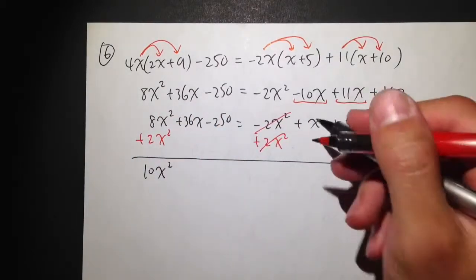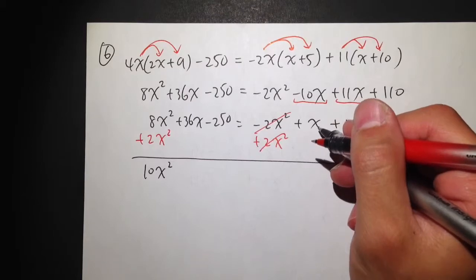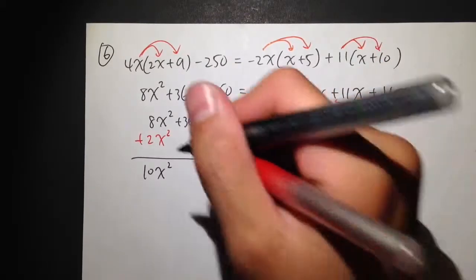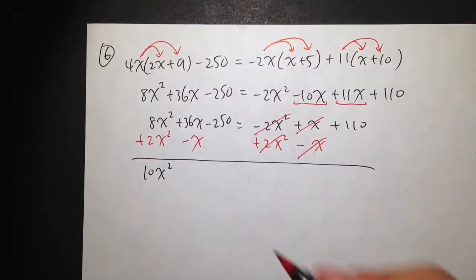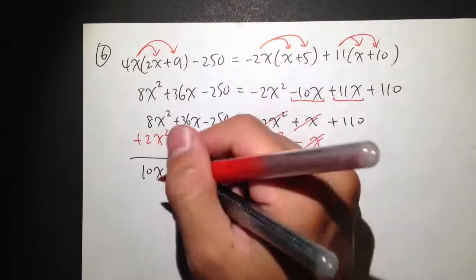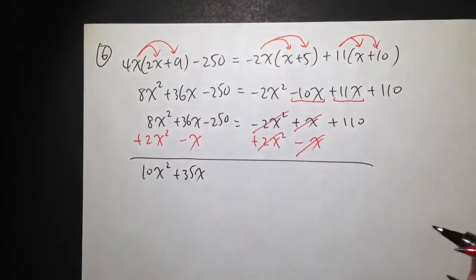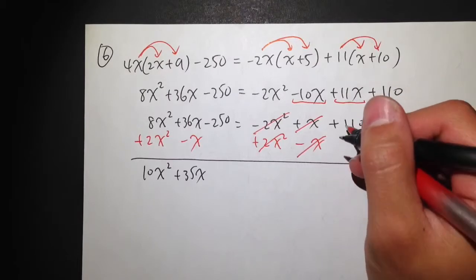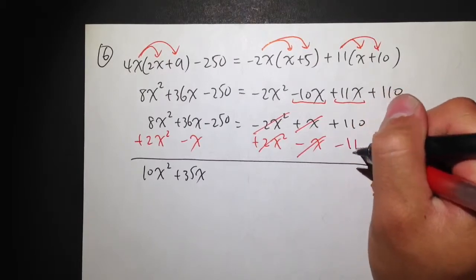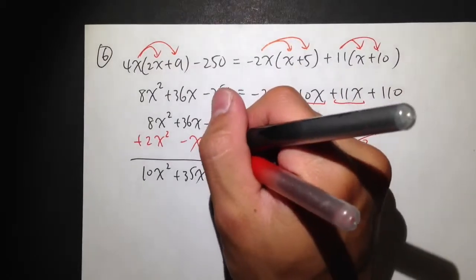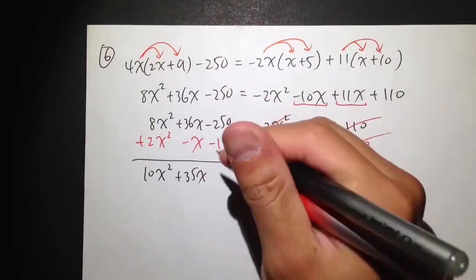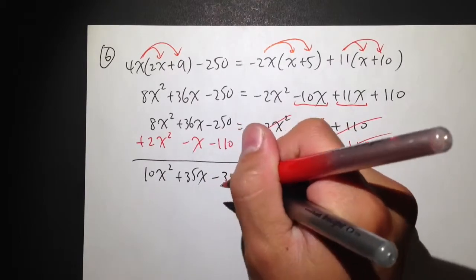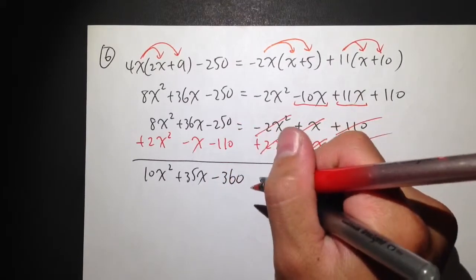Okay? And here I had a positive x. I will subtract x here. To cancel this out, I will also subtract an x here. 36x minus x, we have plus 35x. One more term right here. Plus 110, I will subtract 110. Cancel. Subtract 110 here. This is negative 250 minus 110, we get minus 360, and that's equal to 0.